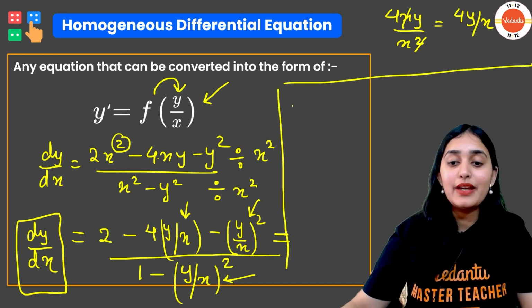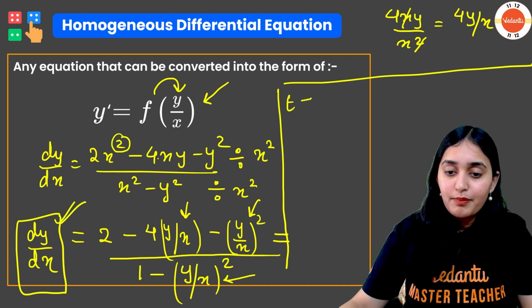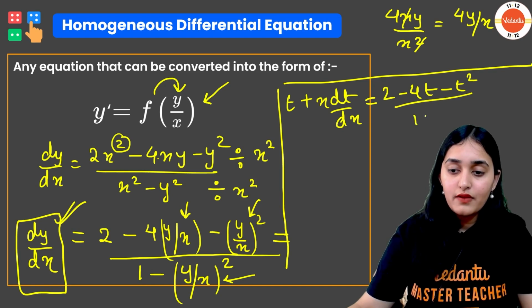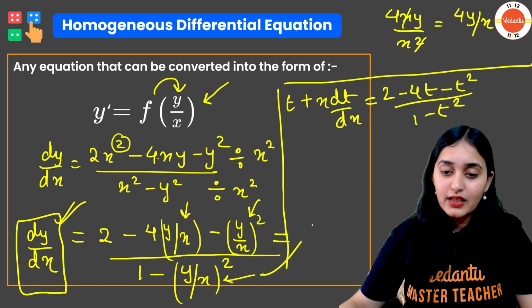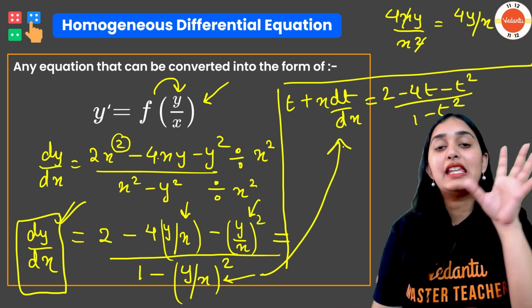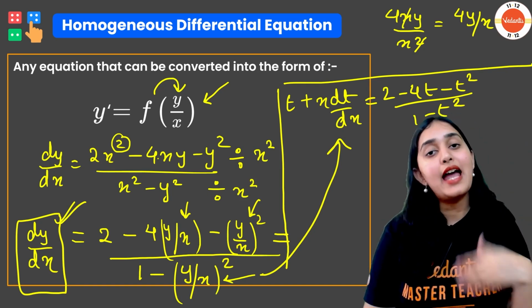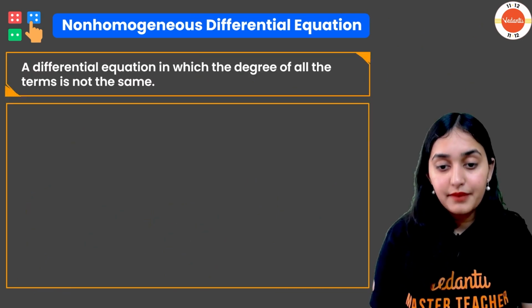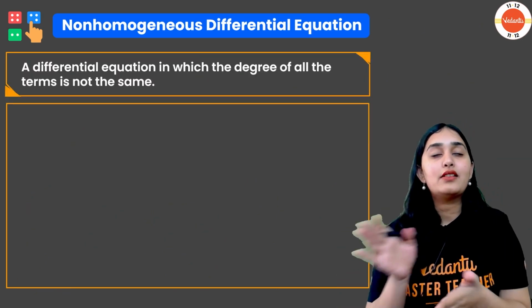So now your equation becomes dy by dx, which is t plus x dt by dx, is equal to (2 minus 4t minus t square) upon (1 minus t square). So this equation becomes an equation in the t form. Okay, and after that we will do integration and we will find the general solution. Okay, so this was all the basics. Now let's do some questions.